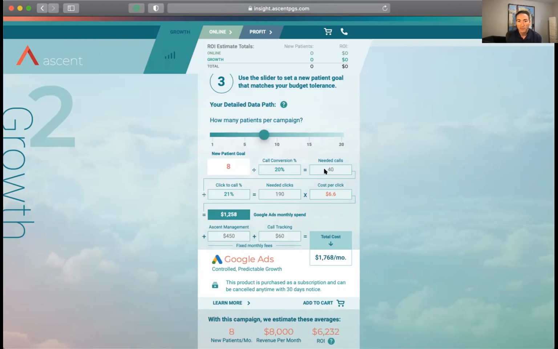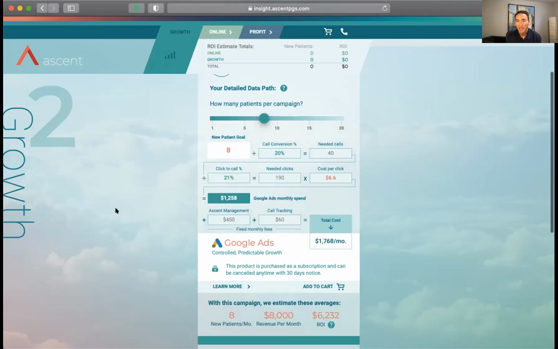20% call conversion, we need 40 calls, 21% click to call, we need 190 clicks at $6.60 per click. This budget needs to be about $1,258. Again, add in our fixed monthly fees, and you're at $17.68 a month. It's easy to get the calculator, divide that by 8, and figure out what that per patient value is for your practice.